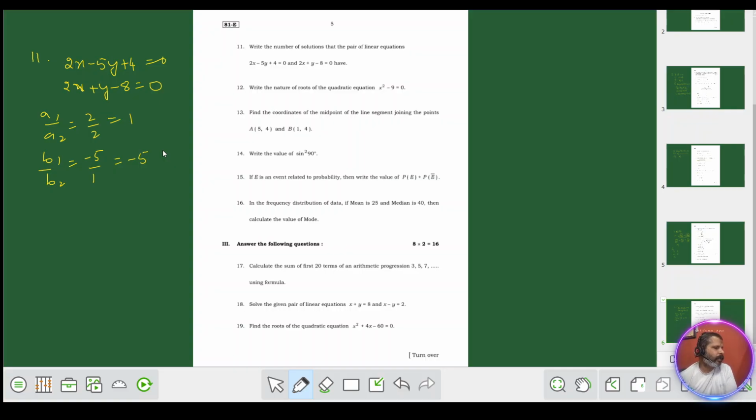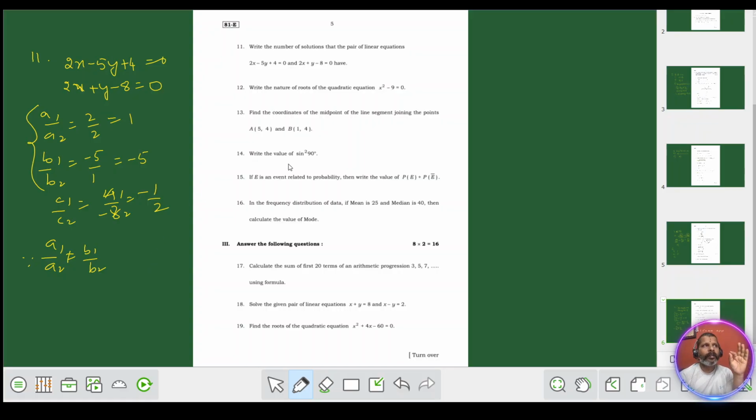a1 by a2 is 1, b1 by b2 is minus 5. c1 by c2 if you want to find, you can find, but not record at this point. That is 4 by minus 1 by 2. Right? So since a1 by a2 is not equal to b1 by b2, we will have intersecting lines, one solution, a consistent pair of linear equations. So whichever they have asked, you have to answer accordingly.